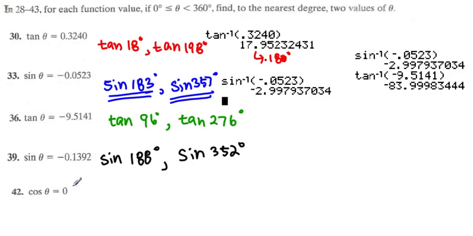Now cosine of 0. When do we have cosine of 0? Yes, that's right. We get to have cosine equal to 0 when the angle is 90. So we have cosine of 90, or the reference angle of 90 on the other side would have been cosine of 270 degrees.